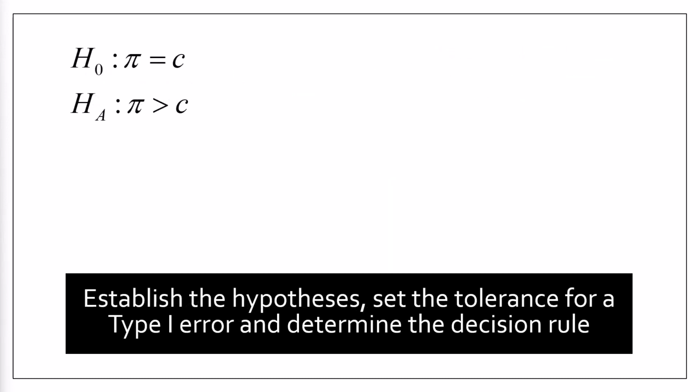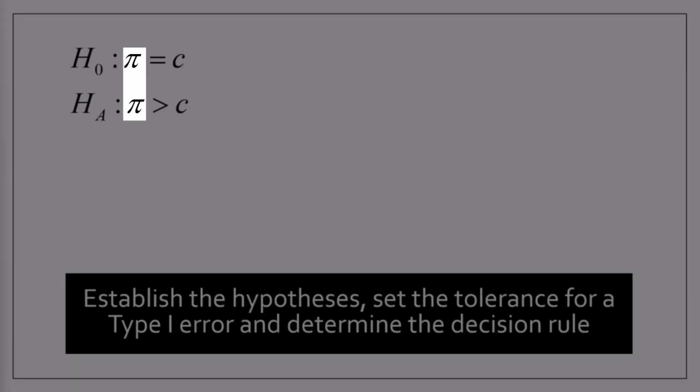Establish the hypotheses, set the tolerance for a type 1 error, and determine the decision rule. Here I've written out the null and alternative hypotheses, and I've done it using a generic letter C, that is, to stand for anything that's reasonable. Now, proportions can only be between 0 and 1, so C has to be between 0 and 1, but you can hypothesize any value between 0 and 1 for your population parameter, here denoted as the Greek letter pi.